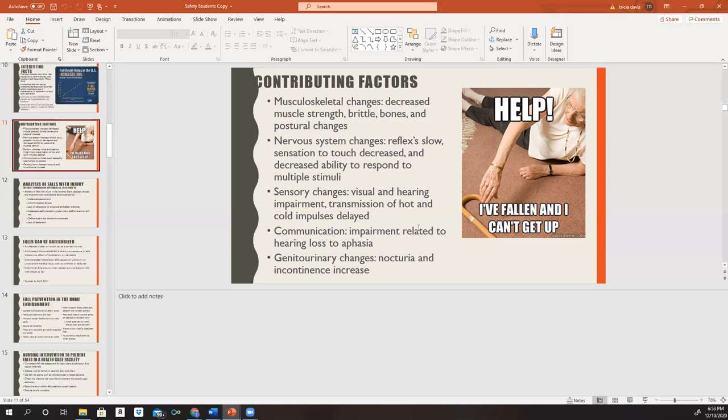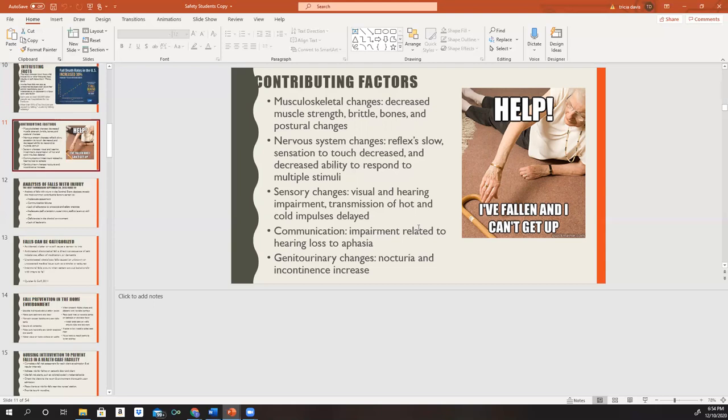Nervous system changes, such as their reflexes are slower, their sensation to touch is decreased, and they have a decreased ability to respond to multiple stimuli. There are sensory changes, vision and hearing impairment, okay? Transmission of hot and cold impulses is delayed. Communication impairment related to hearing loss or aphasia.